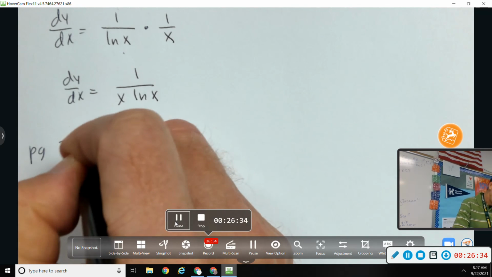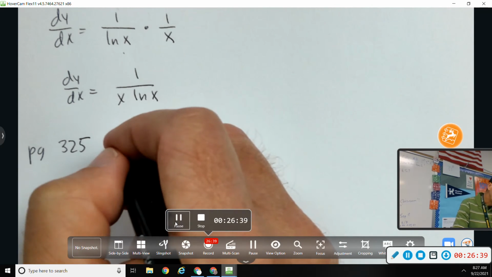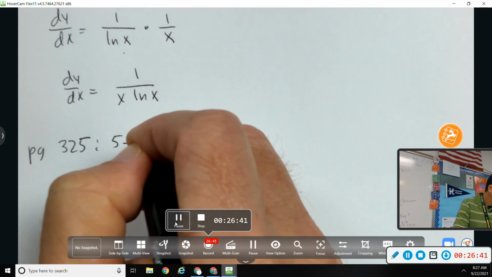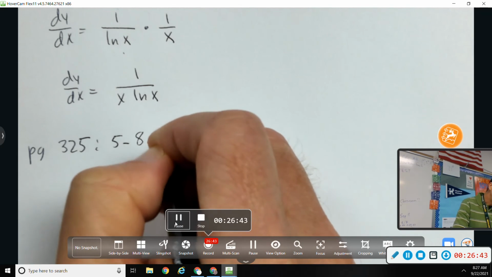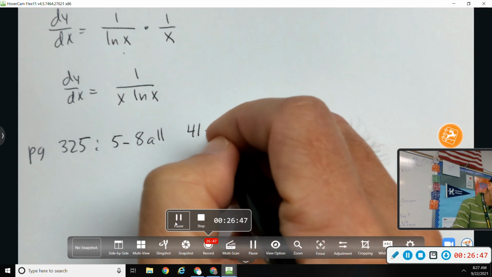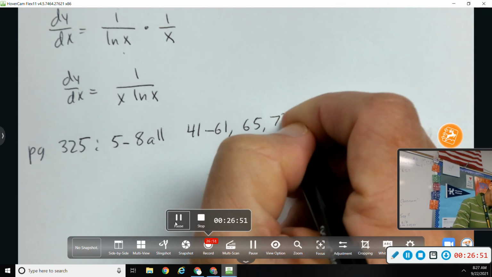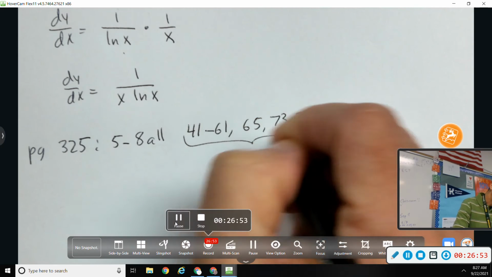Alright, today's assignment, which we'll have time to work on in class: page 328, 5 through 8 all. It might be a matching thing, which is why I'm doing all of them. 41 to 61, 65, 73 to 77, and odd applies to all of that.